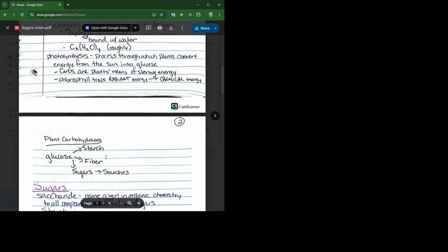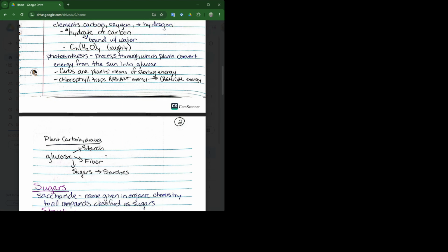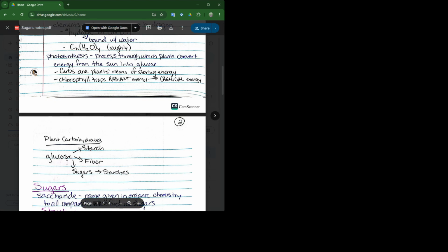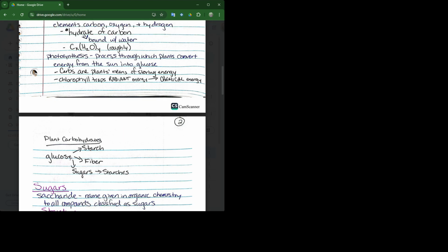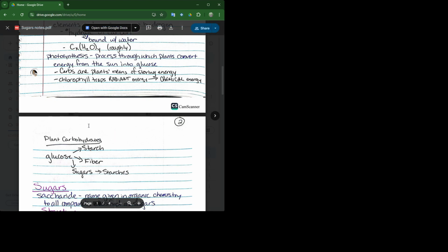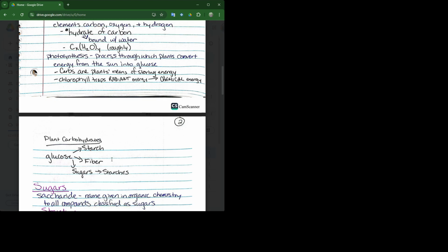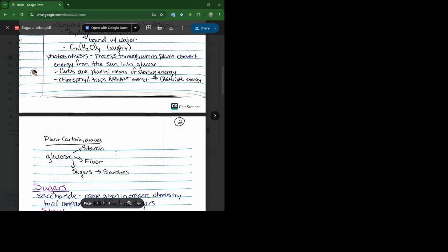And so sometimes a figure, drawing something out, is better than writing it out. And this definitely would be one of those times, right? Glucose is being turned into one of three things: starch, fiber, or sugars. And the sugars sometimes are converted into starches. And so this little drawing here is how I am making the note for that, right? And so I had two paragraphs here that I summarized in one little drawing.